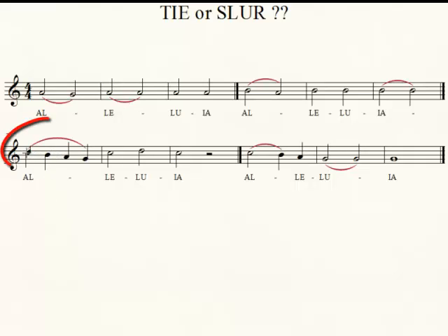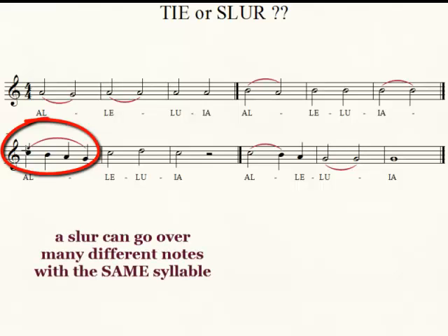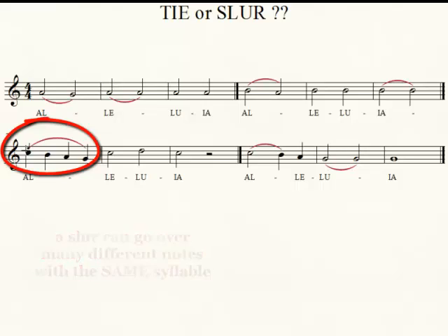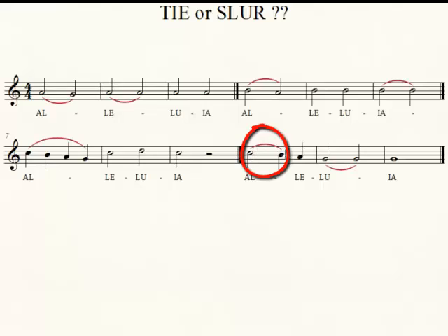On the second line now, a slur can also slur over many, many notes, such as this example of the syllable ah, going for 4 different notes going down. Rest, rest, because that is a half rest. And finally, the last example, the first curvy line is, yes, it is a slur, and the second curvy line down here is, and yes, it is a tie.